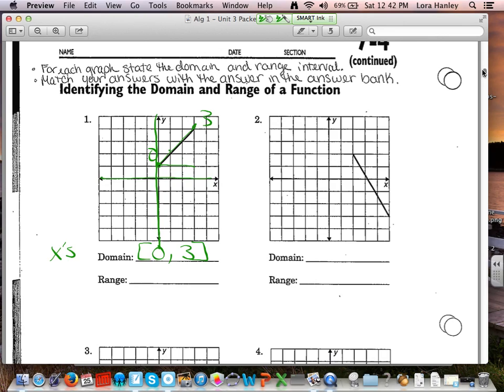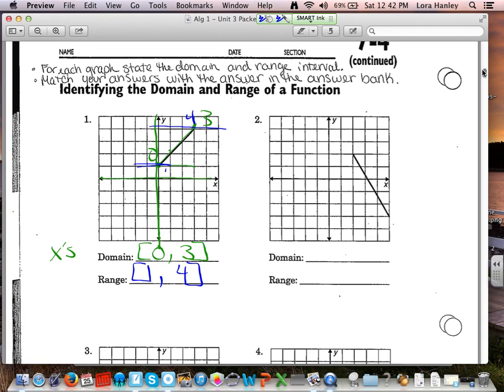For y values, we want to look at the lowest value we have. Well, the lowest y value we have is at positive 1. The highest y value we have is at 1, 2, 3, 4. So our range is from 1 to 4.